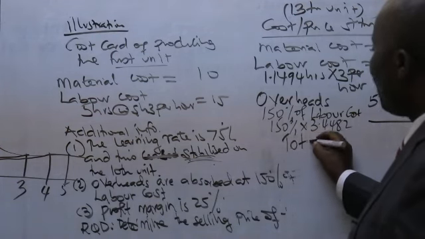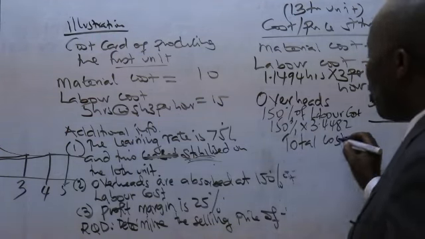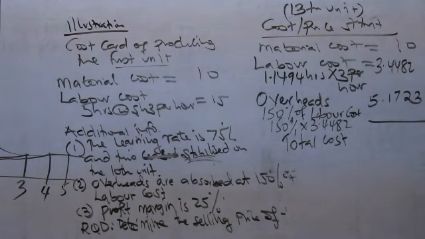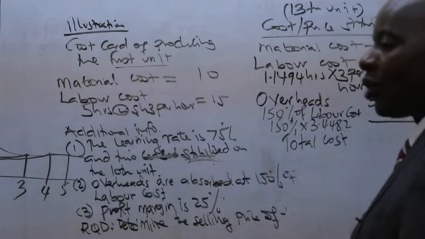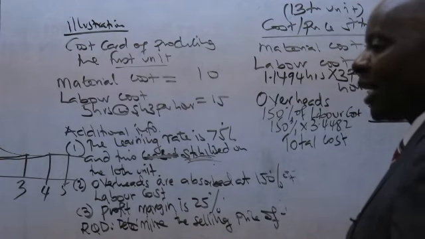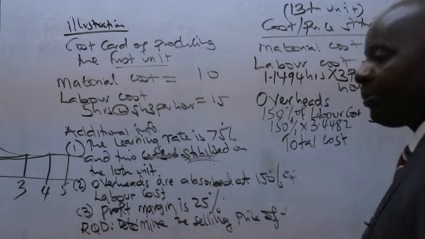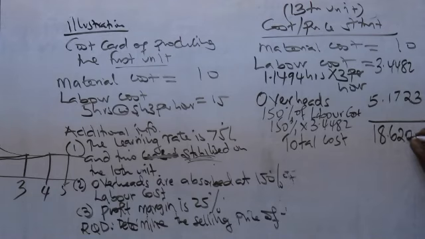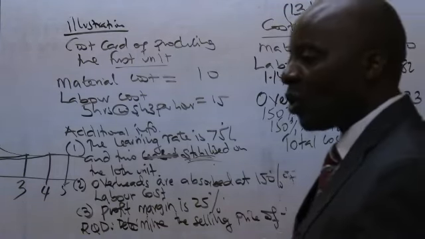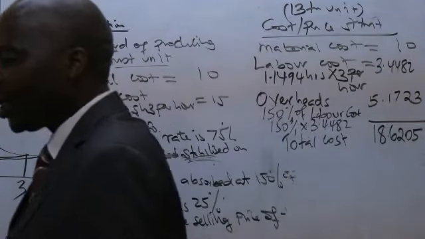So could you kindly give me the total cost? Please add the 3 and give me the total cost. 18.6205. So having gotten the total cost, what do you think will be the next thing to be done?